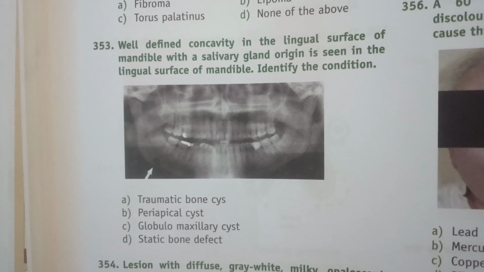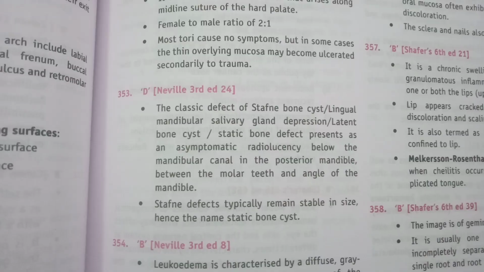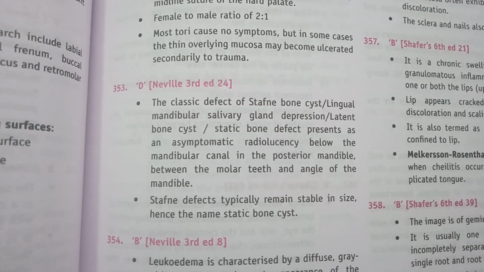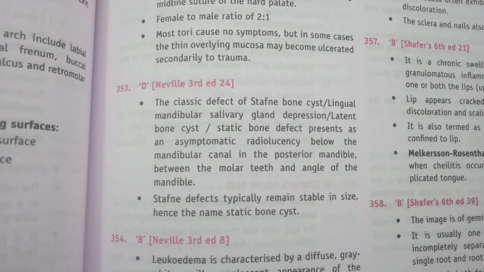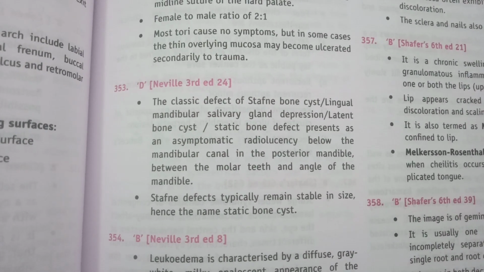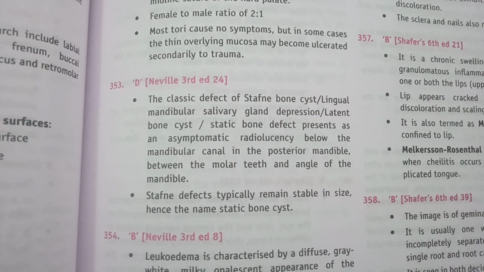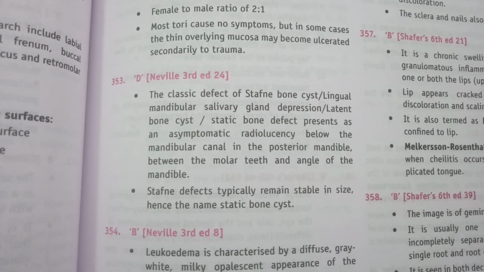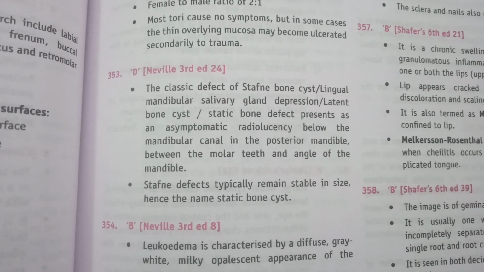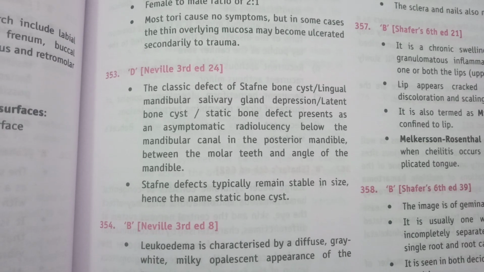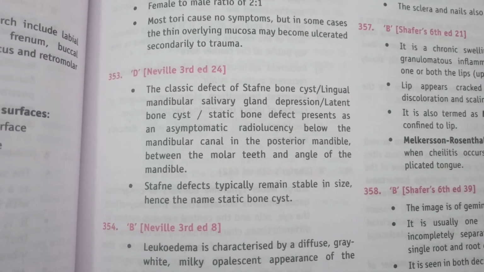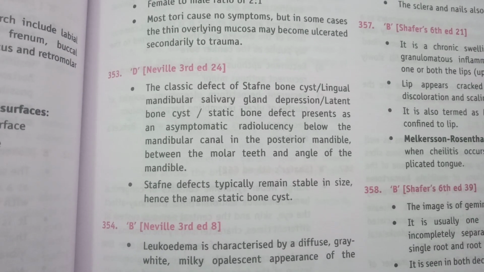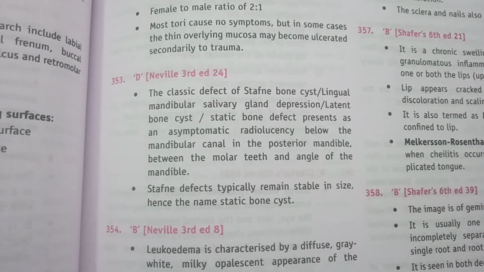Answer is static bone defect. Now the explanation of that question. The classic defect of Stafne bone cyst, oblique lingual mandibular salivary gland depression, latent bone cyst, static bone defect, they are all the same thing under different nomenclature. Presents as an asymptomatic radiolucency below the mandibular canal in the posterior mandible between the molar teeth and angle of the mandible. Stafne defects typically remain stable in size, hence the name static bone cyst. So this is the explanation of the last question.